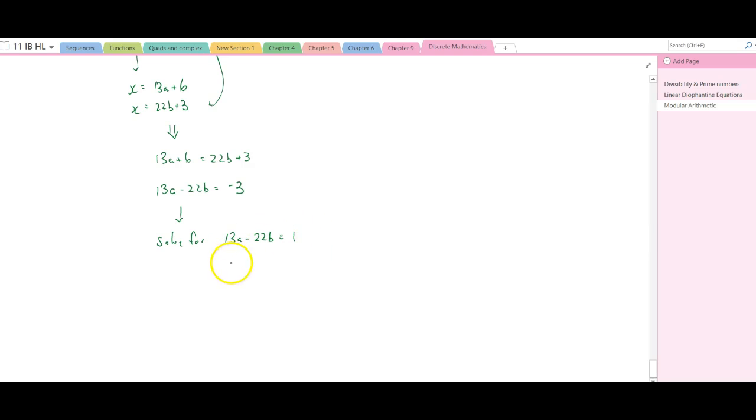Righto, off we go. I say that 22 is equal to 13 plus 9. I say that 13 is equal to 9 plus 4. I say that 9 is equal to 2 lots of 4 plus 1. And then I say that 4 is equal to 4 lots of 1 plus 0. So that's my solution. I then backtrack and say that 1 is equal to 9 minus 2 lots of 4. I then say that 9 is equal to 22 minus 13, and my 4 is 13 minus 9.